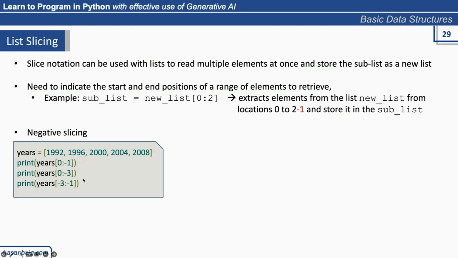What about this? 0 colon -3. So what is -3 here? Again, read from right to left. -1, -2, -3. So since -3 is specified as the end index, it will not be included. So it will read only the first two values. Agreed?